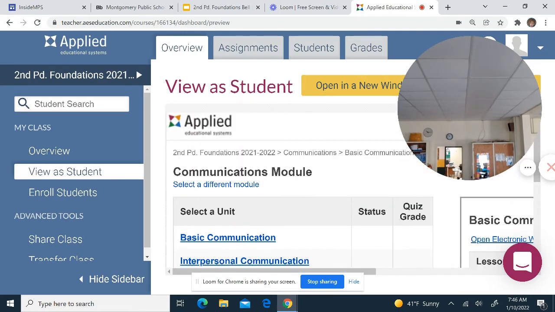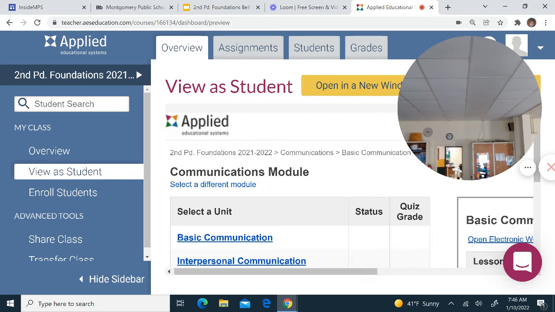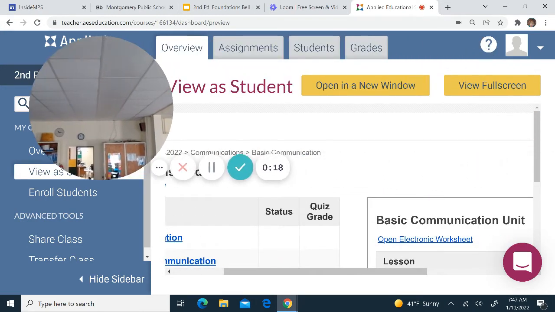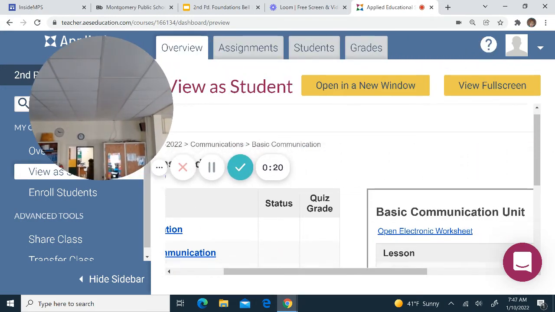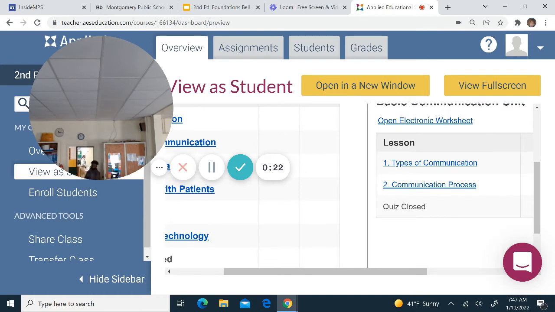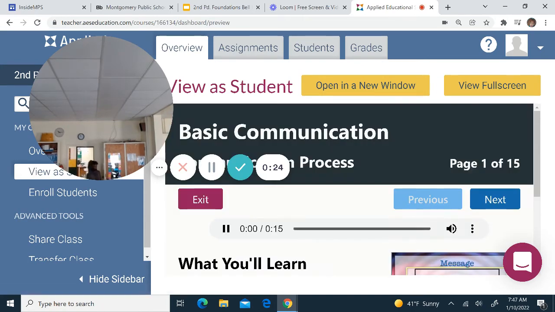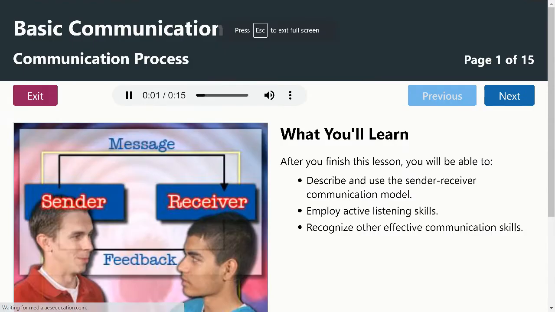All right, so some of the answers to, and I'm just going to skip around to what's actually going to be on the test. We went over types of communication, but we did not go over the communication process. That had a bunch of the answers in there.